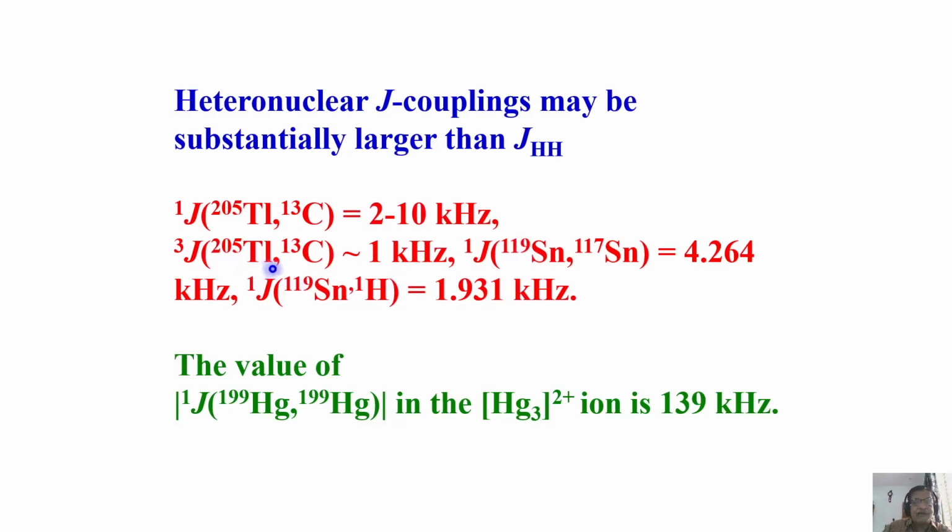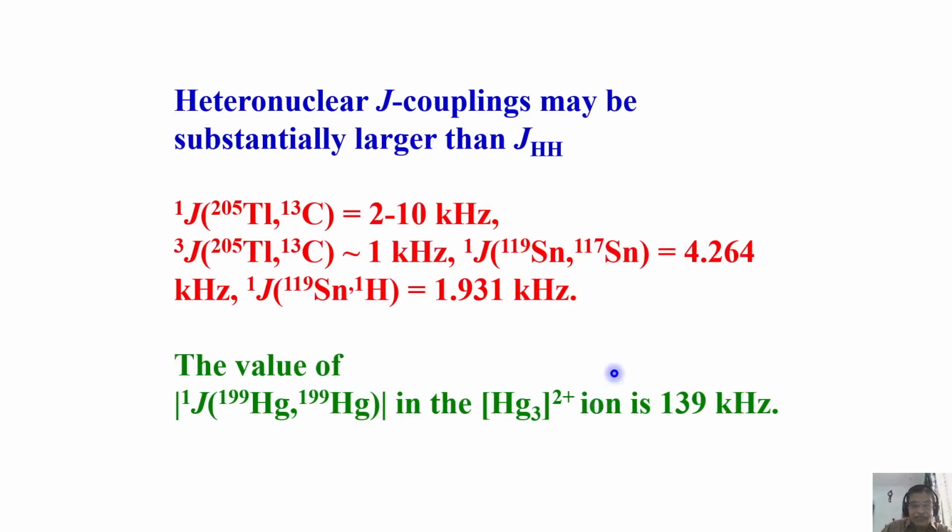For example, thallium to carbon 13, a 3-bond coupling can be of the order of 1 kilohertz. Quite large. For example, 1-bond tin to proton coupling is very small, and tin to tin coupling can be there. Remember, tin has 2 isotopes. We will discuss that as we go ahead further. That can have coupling of the order of 4.267 kilohertz. We can even detect the coupling between 2 dilute spins, whose abundances are very small. They are also called dilute spins.